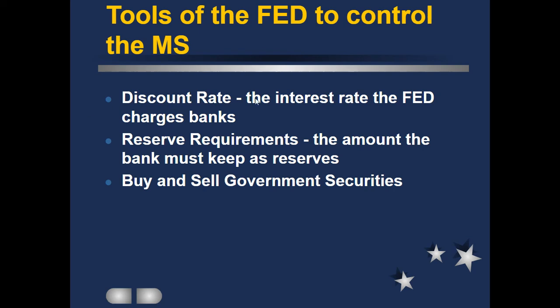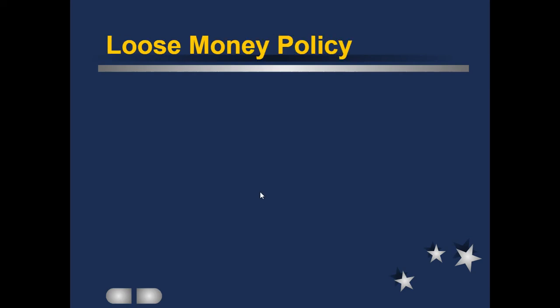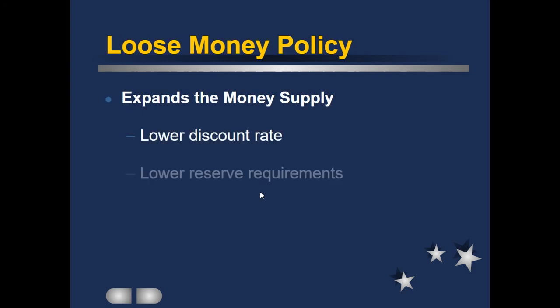The other thing is the discount rate. That's the rate that banks use to borrow money. So the lower that is, the more money there is in the economy. And then they can buy and sell government securities. That's our government debt. So if they want more money in the economy, they will expand the money supply, and this is how they do it. They lower the discount rate, lower the reserve requirements, and they buy up government securities.